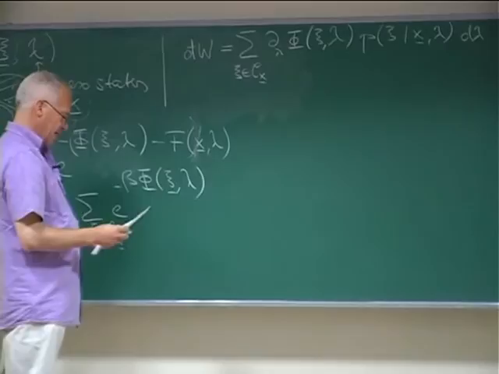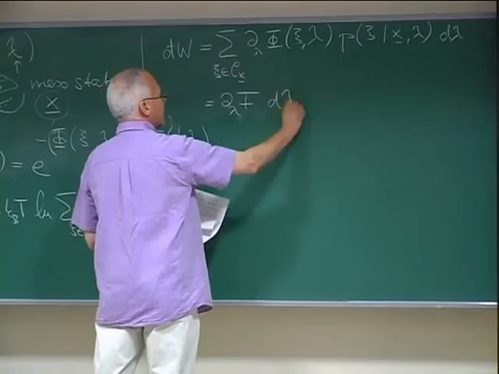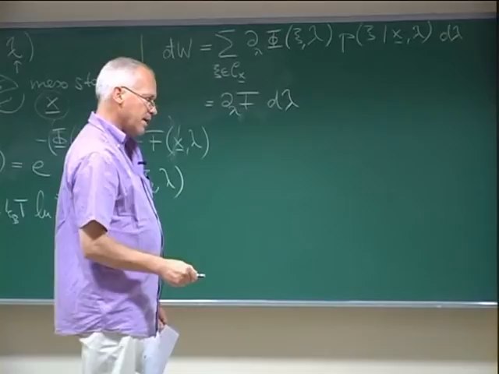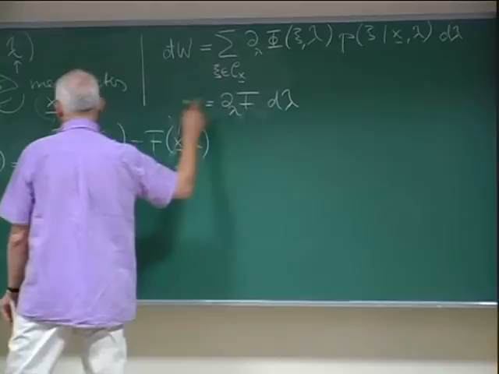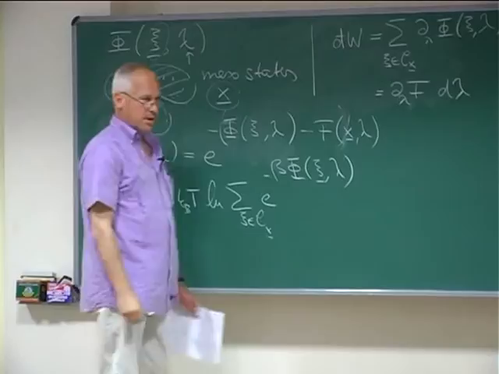And you can now also write this as d lambda partial F partial lambda. So you see, compared to here, we just have to replace the internal energy by this coarse-grained free energy, which works on the level of these mesostates, where we have integrated out all the water molecules.